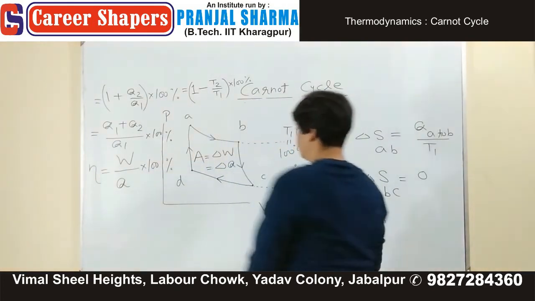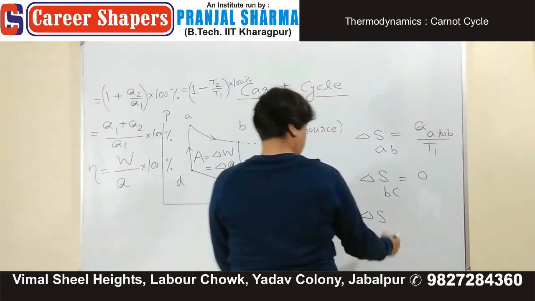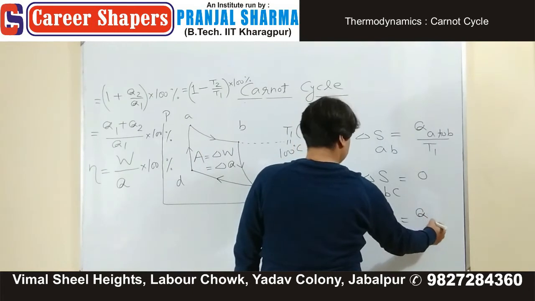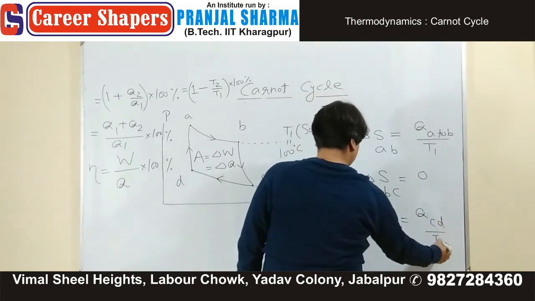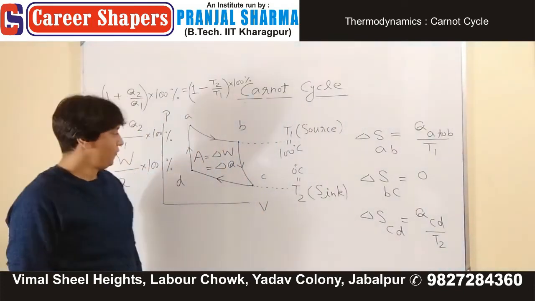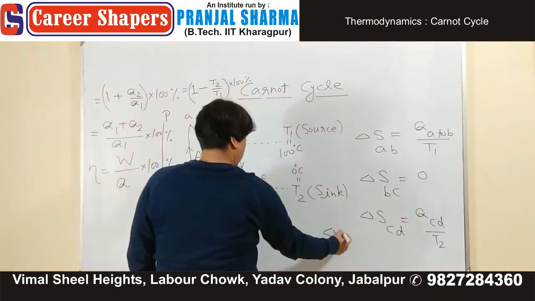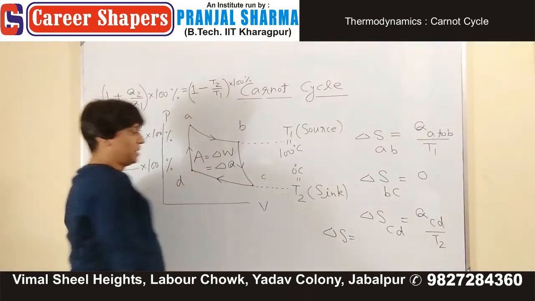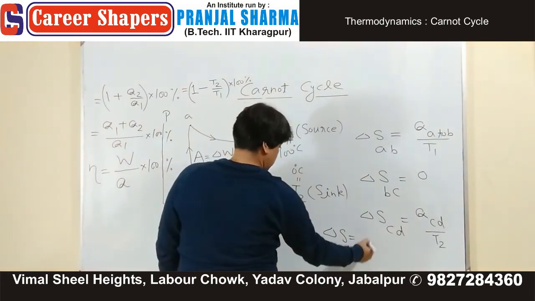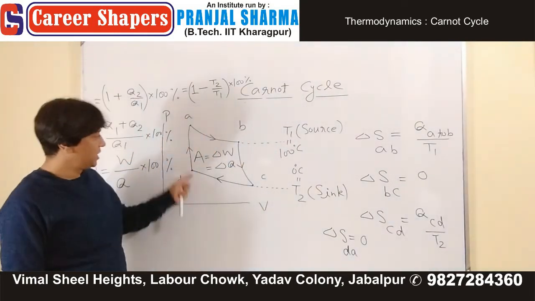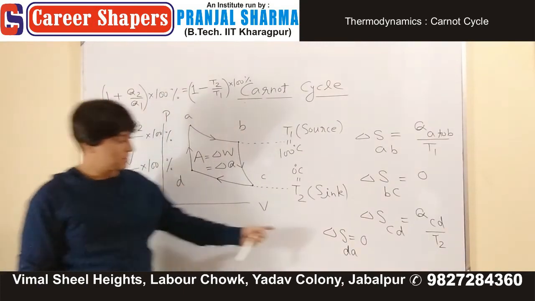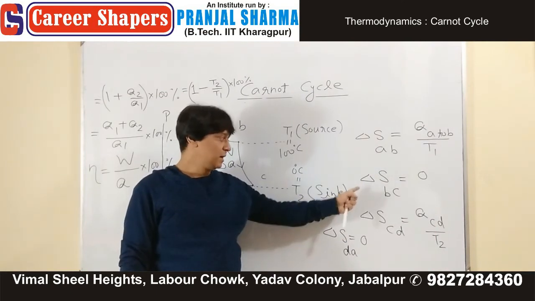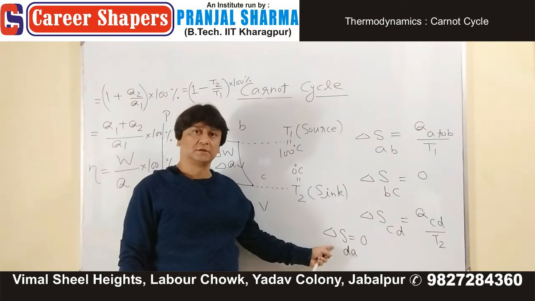Delta S from C to D is Q CD divided by T2, and delta S from D to A is 0. Change in entropy from D to A, being an adiabatic component, is what? 0. Delta S, delta S, delta S, delta S.